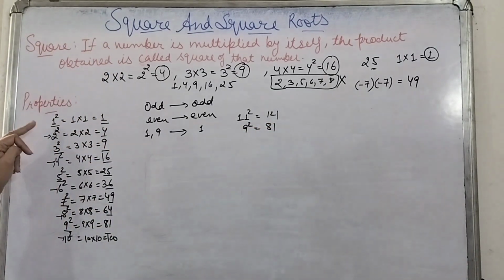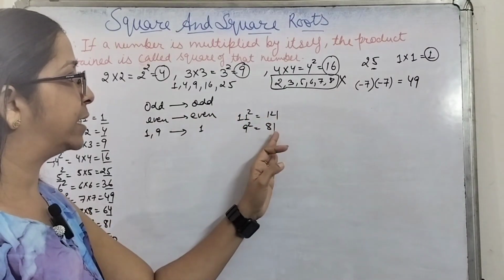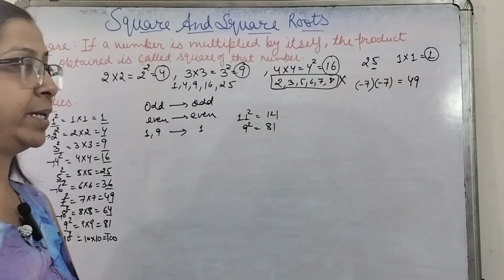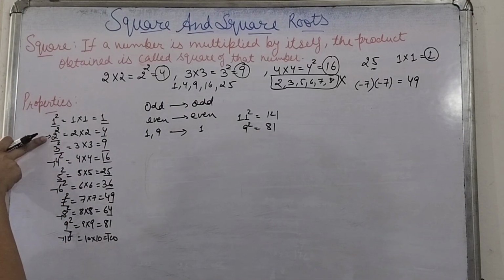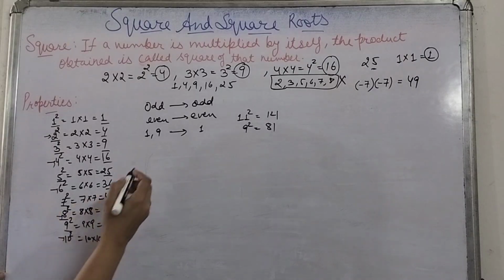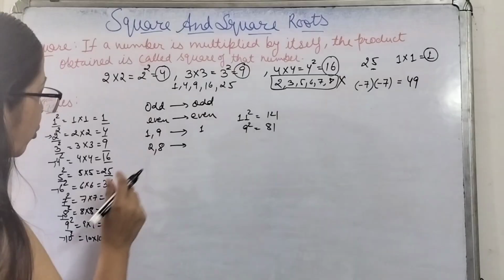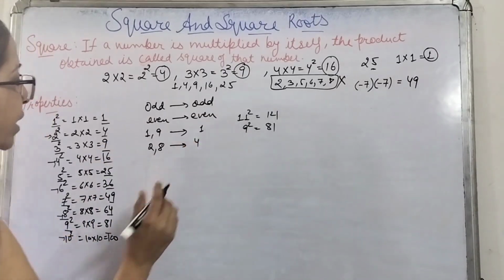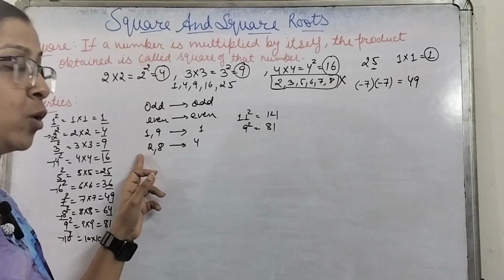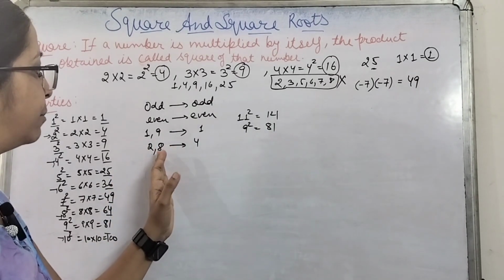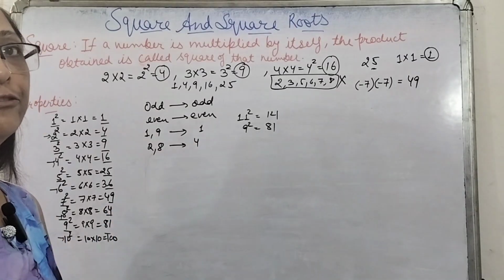So whenever there is 1 or 9 at the unit place in the number, then the square of that number will have 1 at its unit place. Similarly, if the unit place of a number is either 2 or 8, its square will be ending with 4. That means at the unit place the square will have 4.